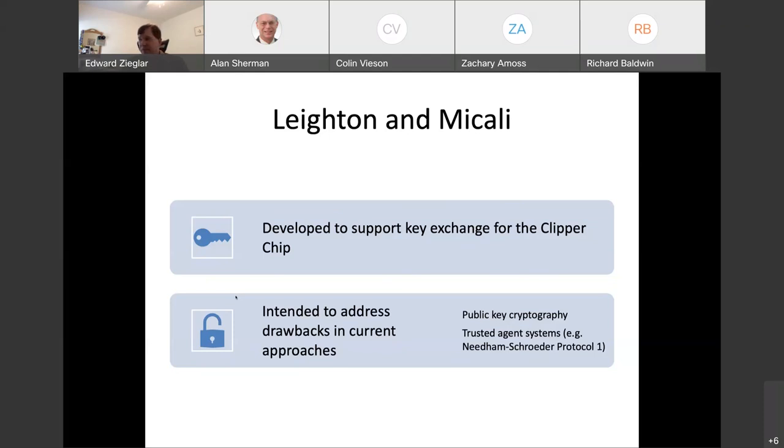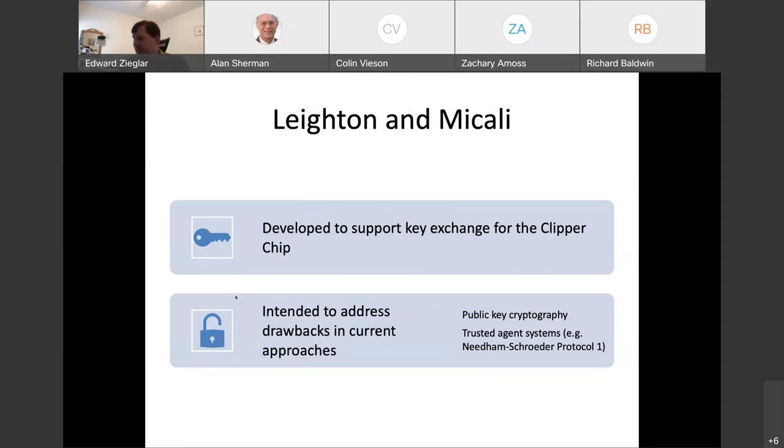Now they approached this and it was intended to address some drawbacks in current approaches. So one of the drawbacks was public key cryptography, in their view. And as it turns out, Peter Shor, the creator of Shor's algorithm, was Tom Leighton's PhD student. So the fact that he was getting ready to publish his algorithm may have led Leighton and Micali to believe that, yeah, these things are not necessarily safe. This public key approach relies on math problems that maybe somebody has a better way to solve than what we currently know. So that was one aspect. They wanted to design an algorithm that wasn't susceptible to, say, a quantum computer.